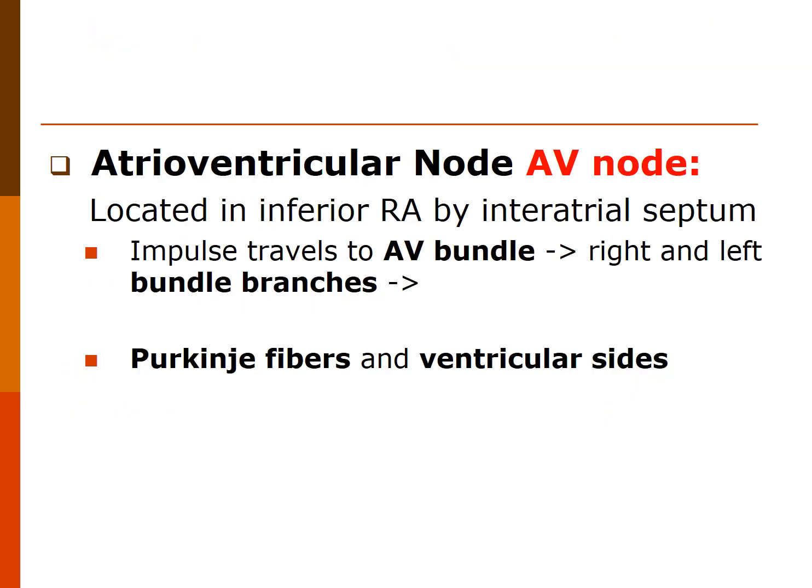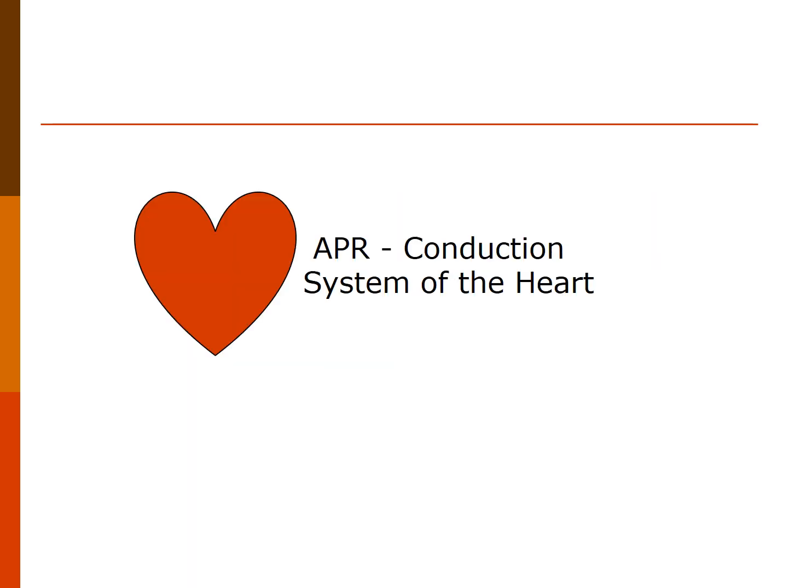Let's look at the atrioventricular, AV, node. It's located in the inferior right atrium by the interventricular septum. The impulse next travels to the AV bundle, to the right and left bundle branches, until the Purkinje fibers and the ventricular sides. Be sure to watch the APR animation, Conduction System of the Heart.